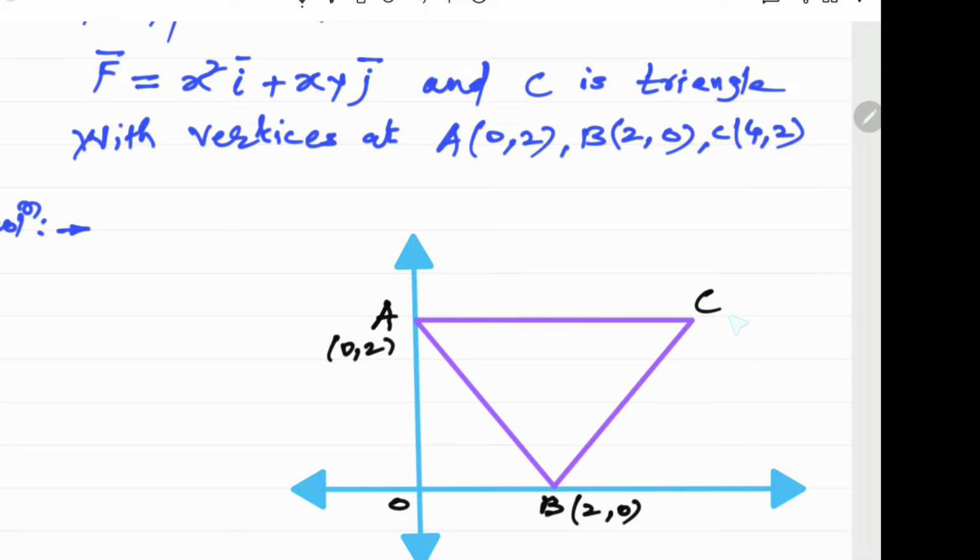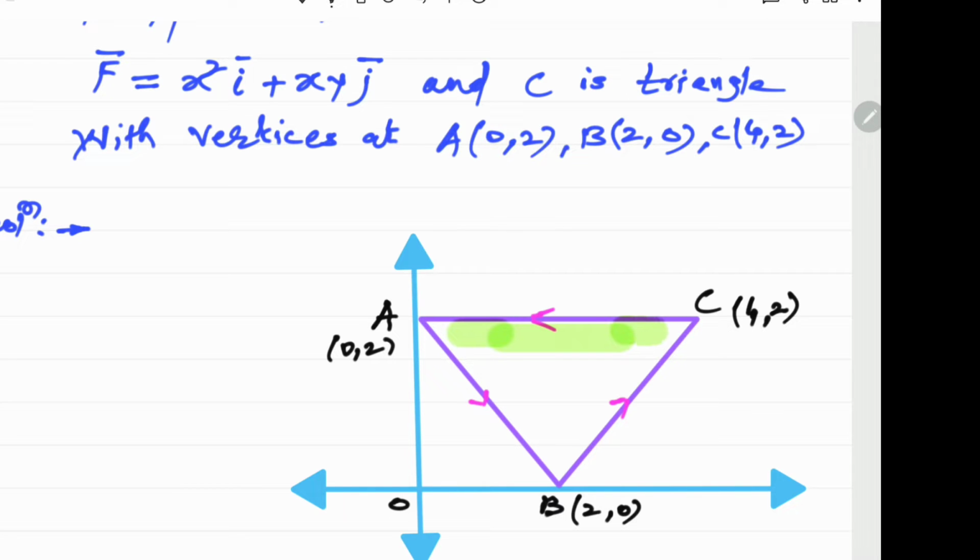Then we make the direction anticlockwise, from A to B, then B to C, and C to A. Whenever we have to perform a line integral, we have to perform it as per the direction. Then we shade the region of integration; I have shaded it in green color.